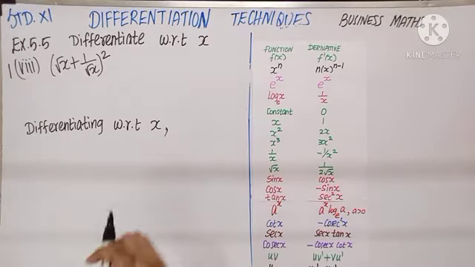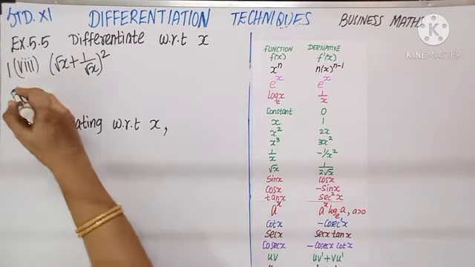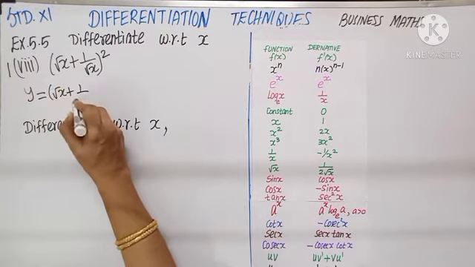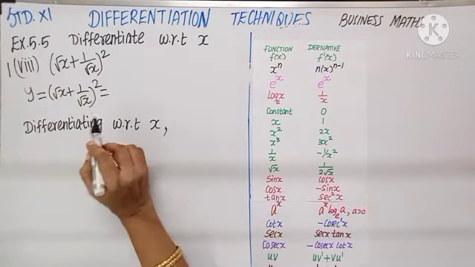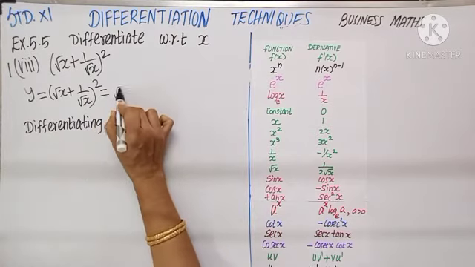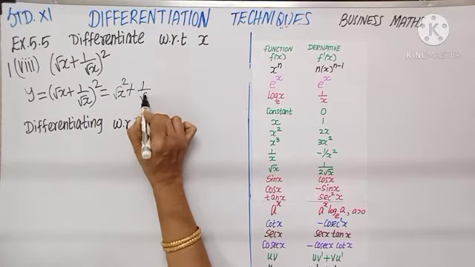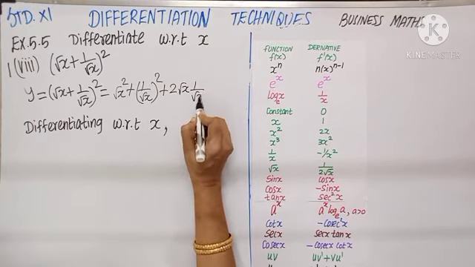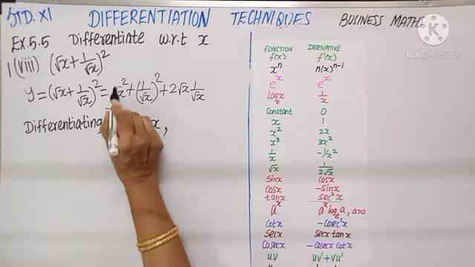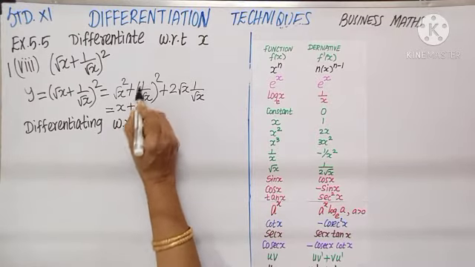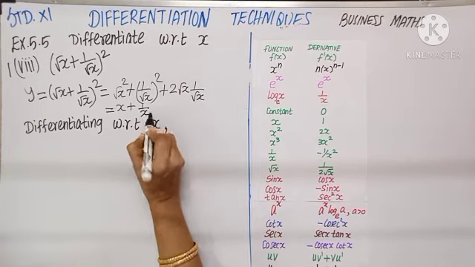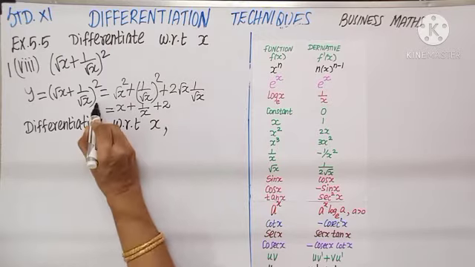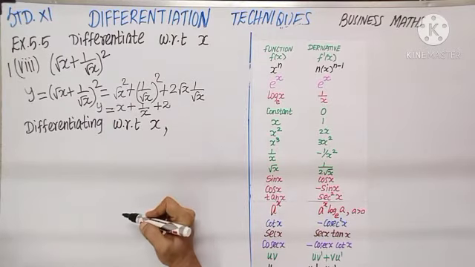Eighth subdivision, root x plus 1 by root x the whole square. Consider y as the function root x plus 1 by root x the whole square. Expanding, a square plus b square plus 2ab. As we simplify, root x square is x, 1 by root x square is 1 by x, plus root x cancels. We are left with 2, and this is y.